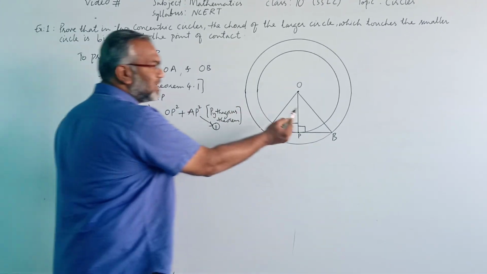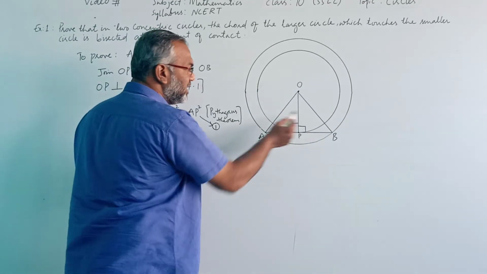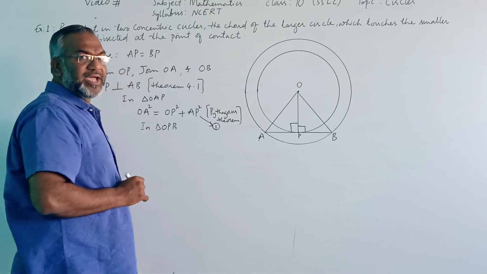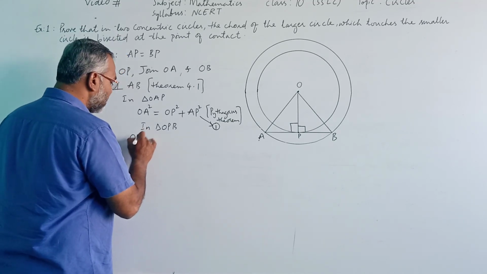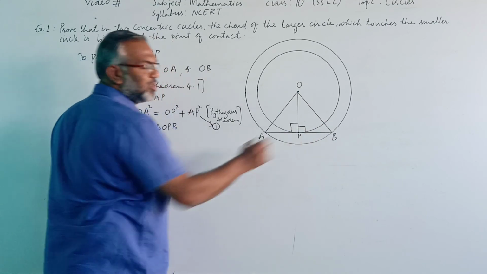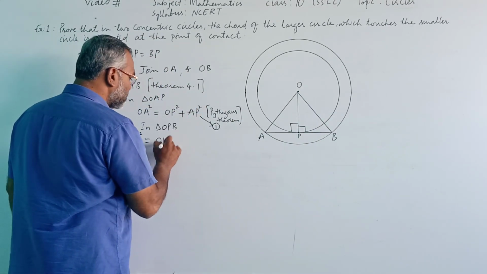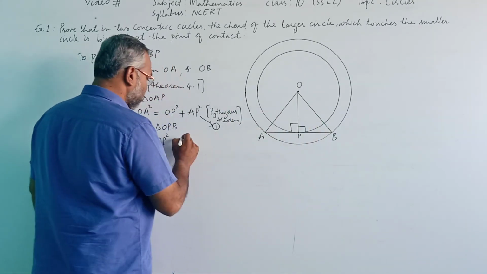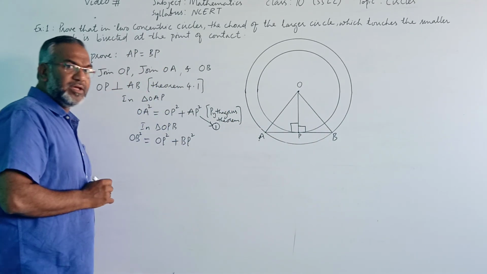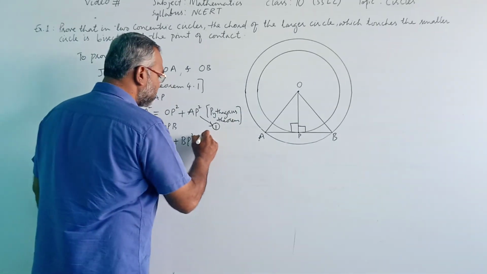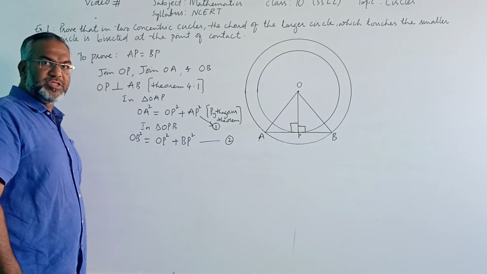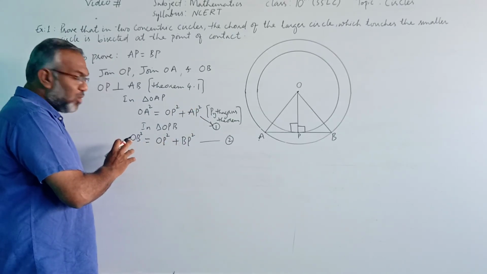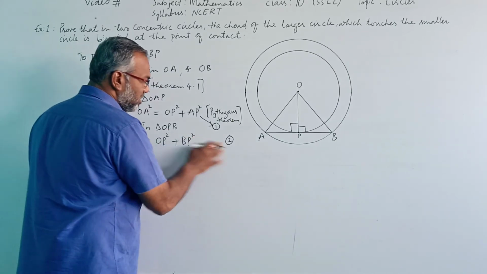Now we can apply the Pythagoras theorem in triangle OPB also. OB square will be equal to OP square plus BP square, OB being the hypotenuse. Again by the Pythagoras theorem. This is equation number 2.